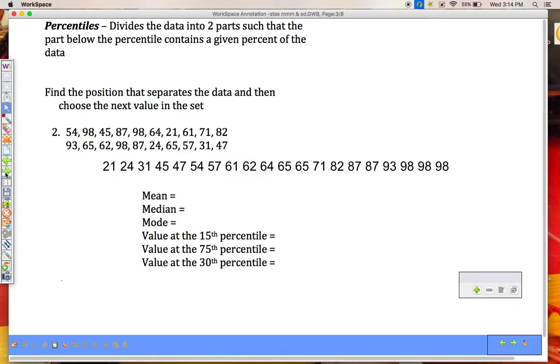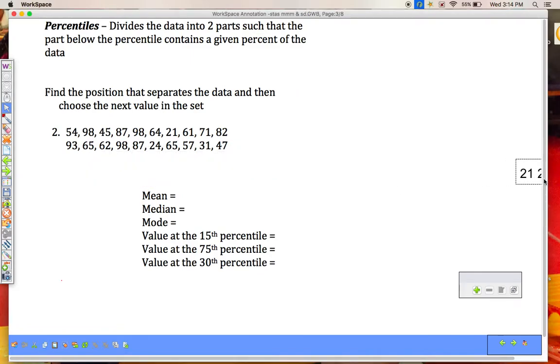All right, so what we're going to do to find a percentile is find the position that separates the data and then choose the next value in the data set. Okay? And when we get down to these, we'll explain it a little bit better. But we're going to find the position that separates the data, which is the percentage, and then we're going to choose the next value.